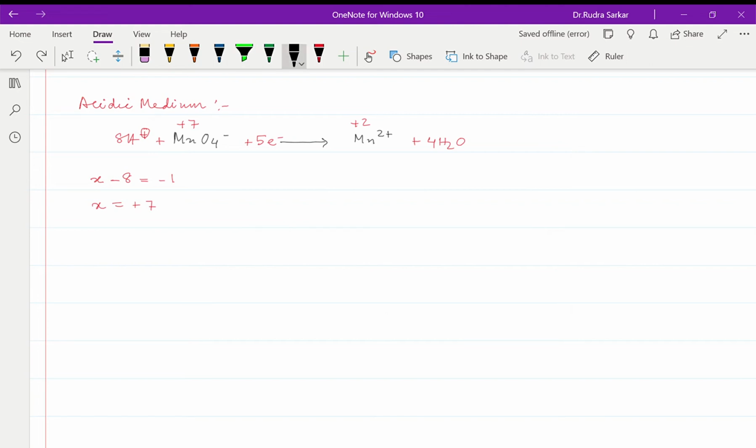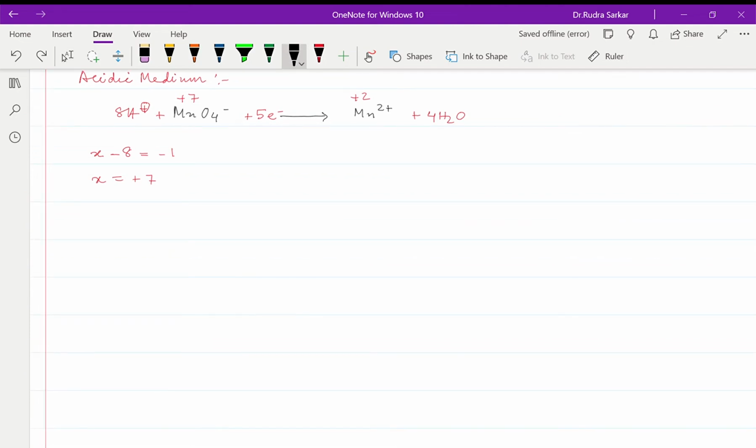Now suppose we have been given to balance the redox titration of oxalate with MnO4 minus, and suppose they are saying that oxalate is going to carbon dioxide and Mn is going to Mn2 plus. So now here we know this is plus 7, this is plus 2. So obviously over here, the reduction is happening.